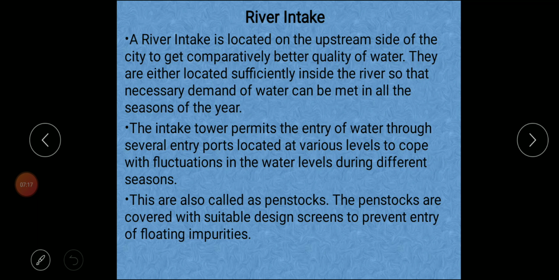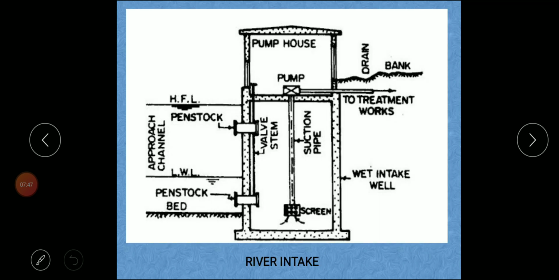The intake tower permits the entry of water through several entry ports located at various levels to cope with fluctuations in the water levels during different seasons. These are also called penstocks. The penstocks are covered with suitably designed screens to prevent entry of floating impurities. The penstocks are just like screens which prevent the entry of floating impurities.